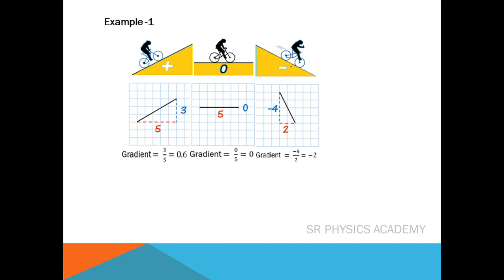So here, what is the height? It is the reverse, so minus 4, and the distance is 2. So the gradient equals up by across.